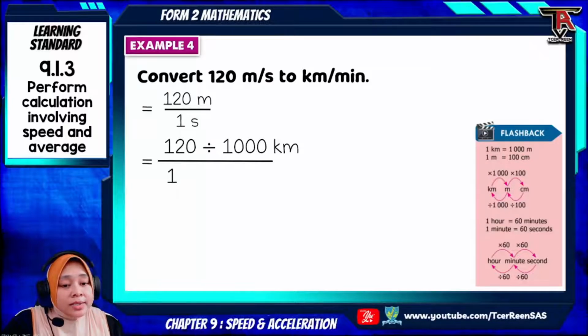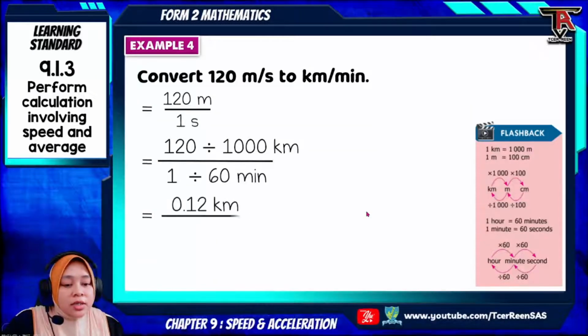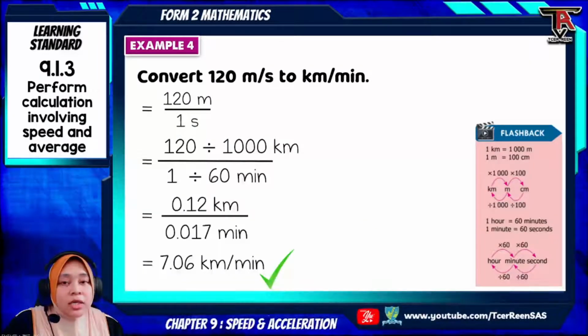The same as second to minute: second to minute, you need to divide by 60. Continue with the calculation, and the answer is 7.06 kilometer per minute.